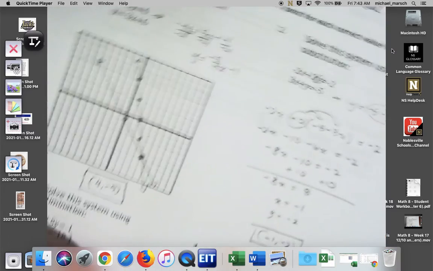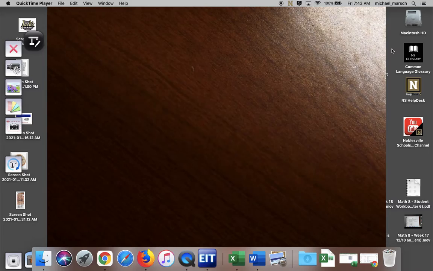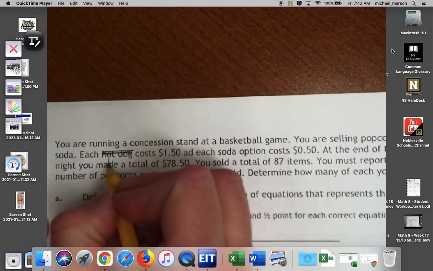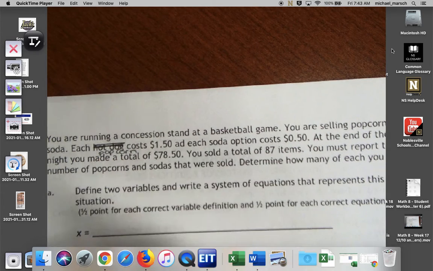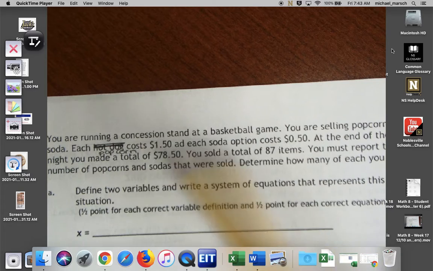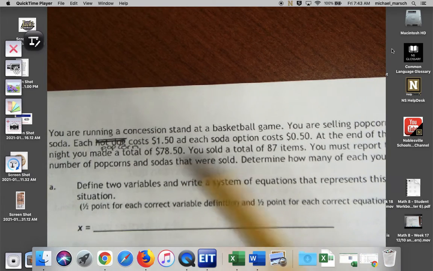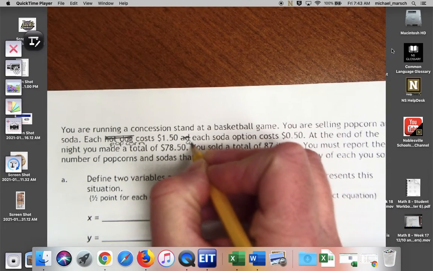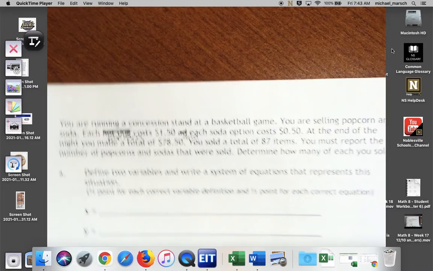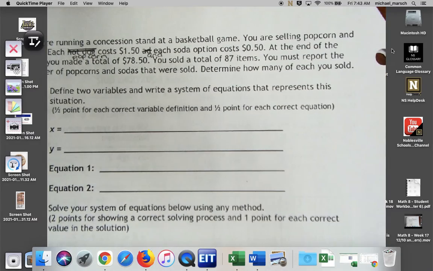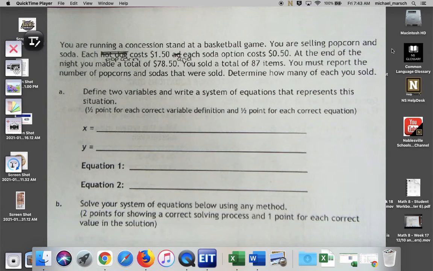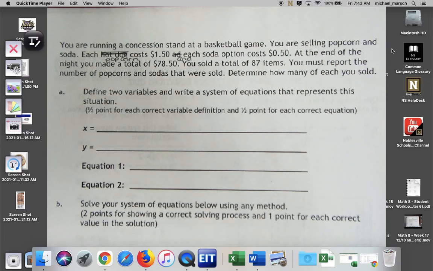Okay, page 2. We have a concession stand, and remember I saw this mistake. This word hot dog should say popcorn. Okay, so we have popcorn and soda. Popcorn is $1.50. Soda is, oh, this should say and. Look at all these mistakes. And each soda option costs 50 cents. At the end of the night, I made $78.50. You sold 87 items. You must report the number of popcorns and sodas that were sold. Determine how many of each.